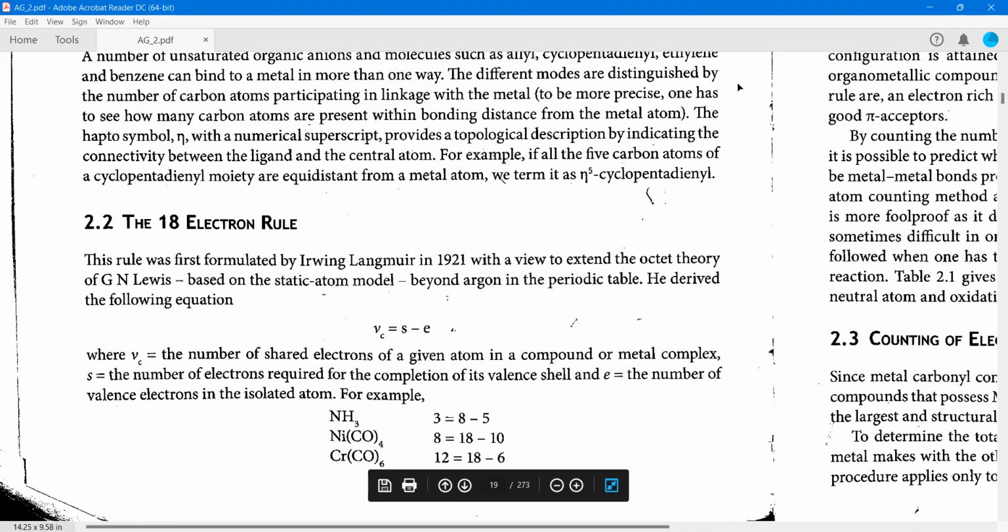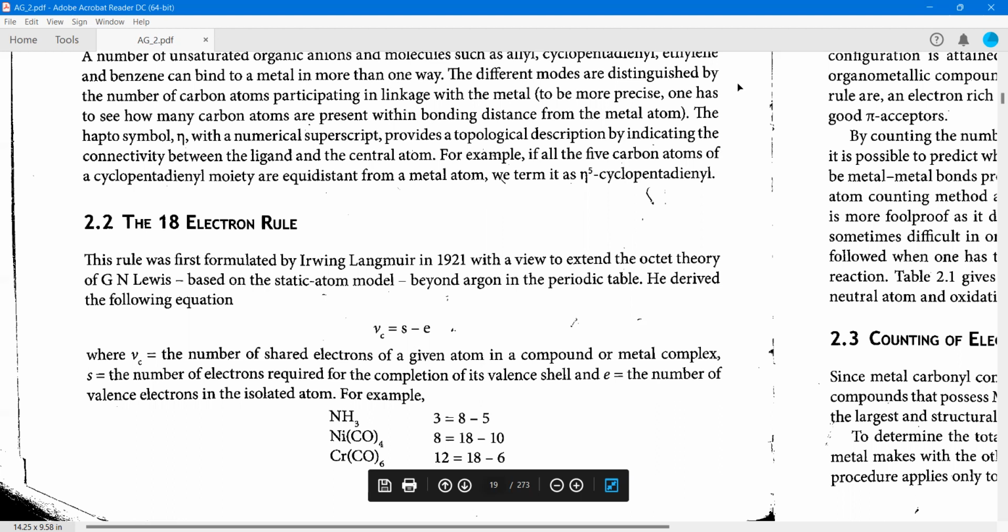We know the octet rule, right? So for the octet rule, what was that about? It was said that the valence orbitals can accommodate a total of 8 electrons. So if that whole valence shell is completely filled, then we can say that the atom or the molecule is stable in nature. But that octet rule was only valid till argon.